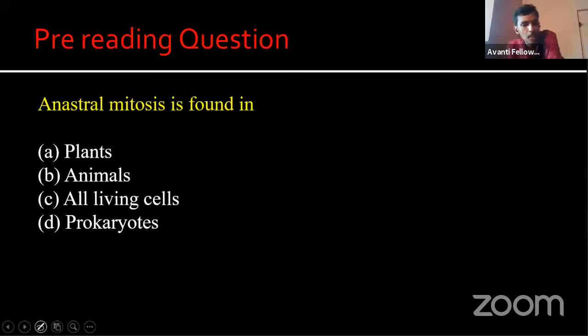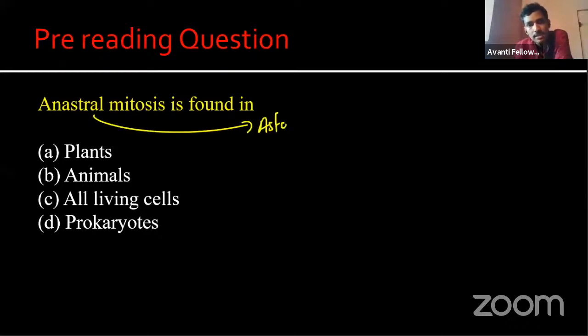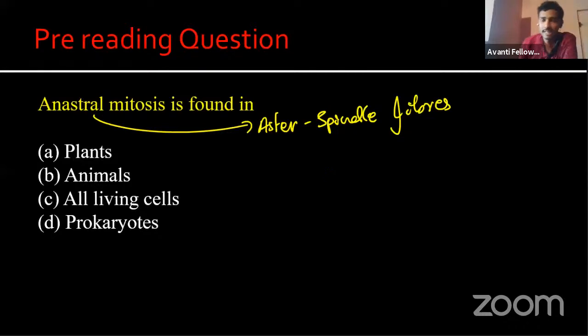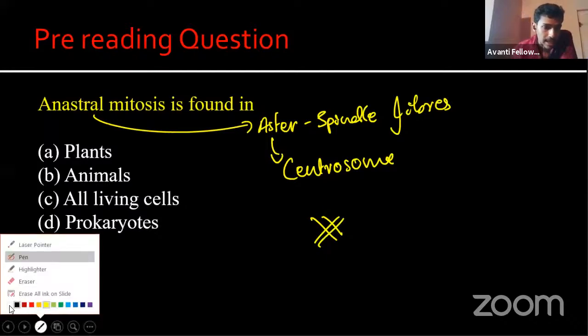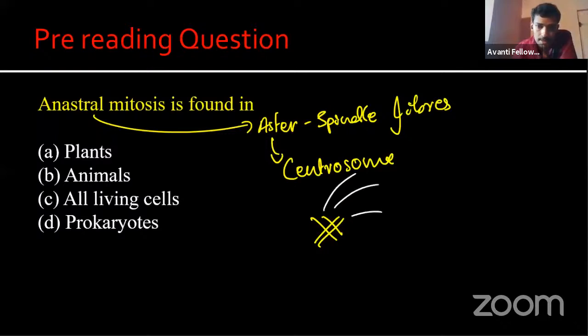So what's the meaning of aster then? Aster means spindle fibers only, right? We already discussed these things when we were discussing the cell chapter. Which particular organelle produces the aster? It will be the centrosome. If the centrosome is present like this, then it will produce the asters in all the different directions, right?